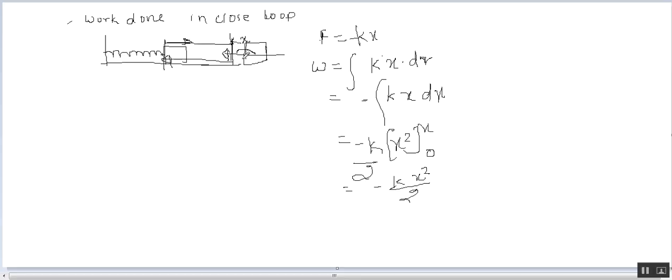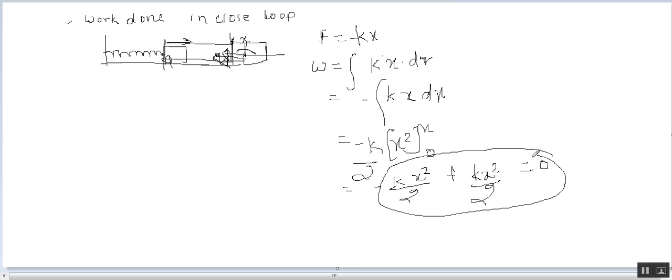Now it's moving in this direction. Again the direction of force is this, and the displacement is also taking place in this direction, so the sign becomes plus: plus kx square by 2. So what is the work done? Work done is equal to 0 in a closed loop. So spring force is a conservative force.